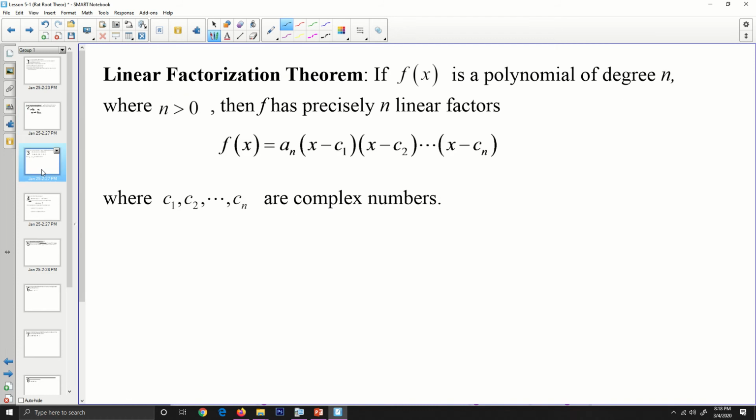The linear factorization theorem says this: if you have some function of degree n, where n is greater than 0, then f has to have exactly n linear factors. They can be written as x minus c sub 1, x minus c sub 2, and so on, multiplied together, where c1, c2, all the way up to cn is possibly a complex number. Again, a complex number could be a completely real number, a completely imaginary number, or a mix of both, a plus bi type of thing.